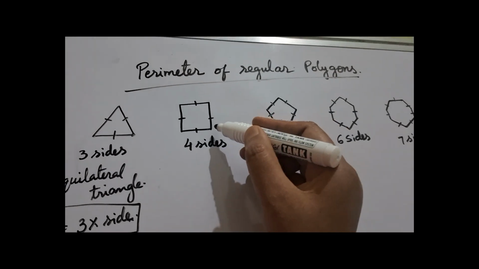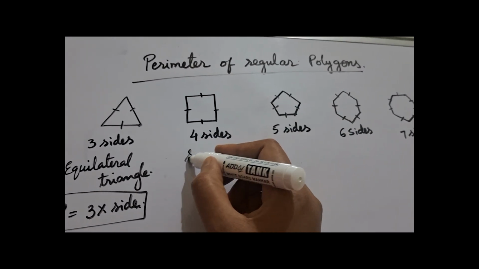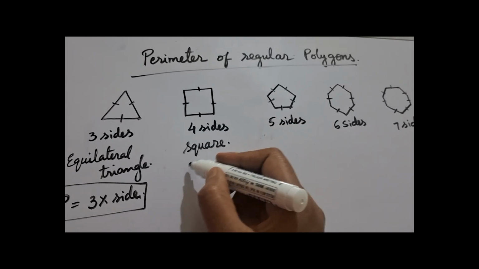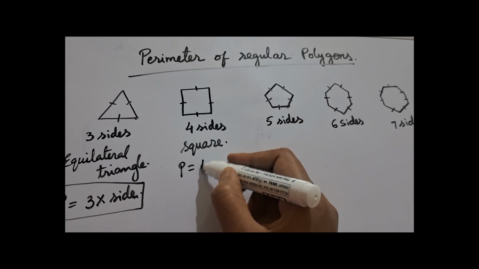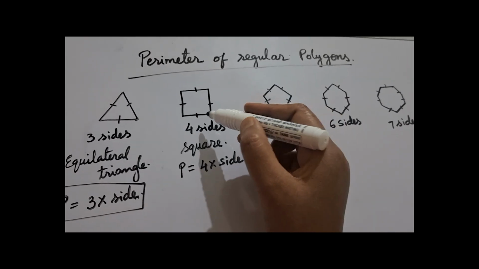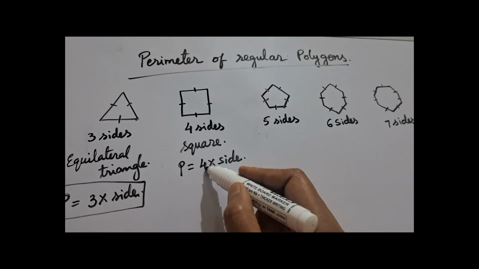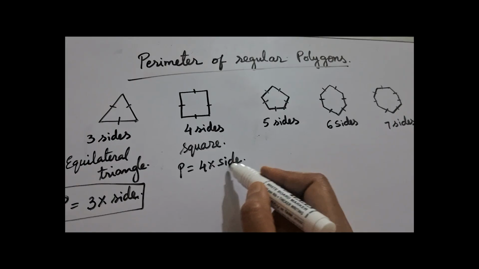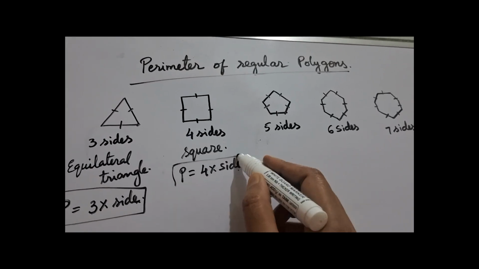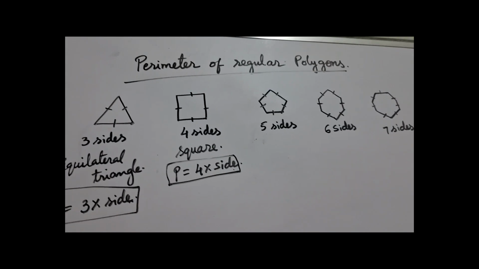Now coming to this one, it is a square, a 4-sided regular polygon. The perimeter of square we have seen is 4 into side, isn't it? Yes. So how many sides it is having? All sides are equal. The number of sides is multiplied with the given side. Okay children. So this is the perimeter of square, a 4-sided regular polygon.